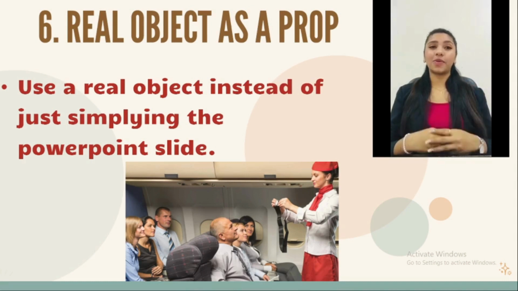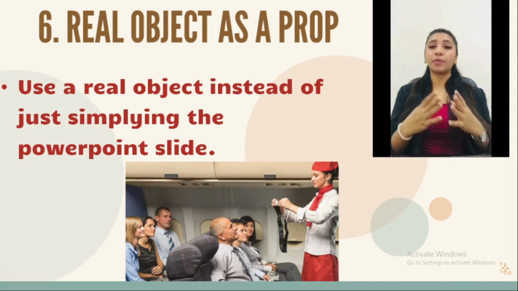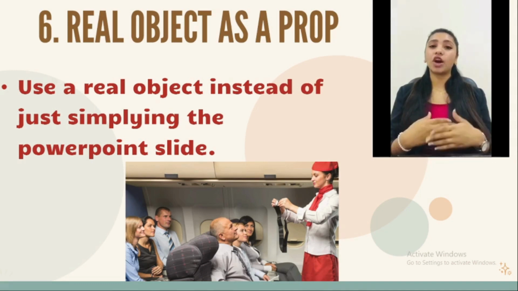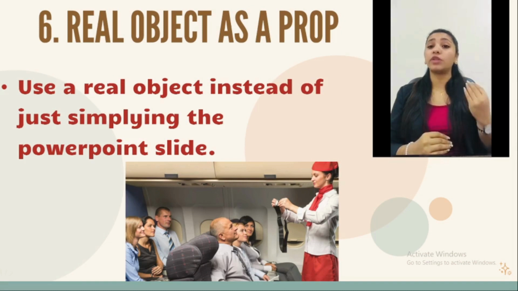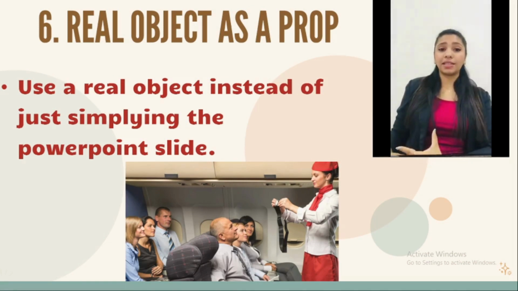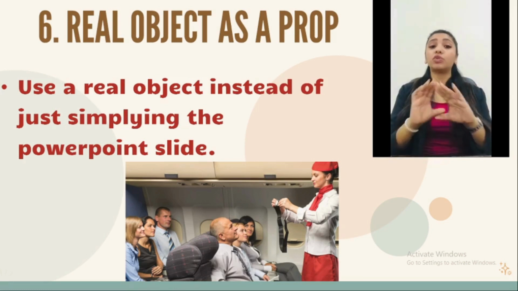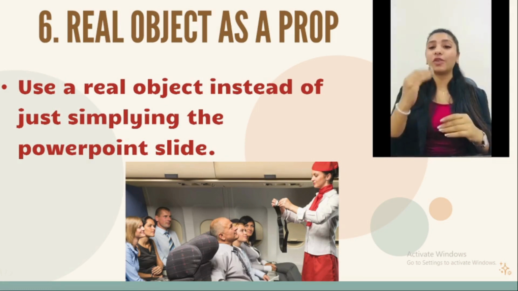Alright, so the sixth point is a real object as a prop. What does this mean? Using a real object, some kind of prop, instead of just simple PowerPoint slides. So I will tell you an example. If you have ever flown on a plane, you know this: when the flight attendant is demonstrating how to buckle the seat belts, they use the actual object, which is much more interesting to look at.